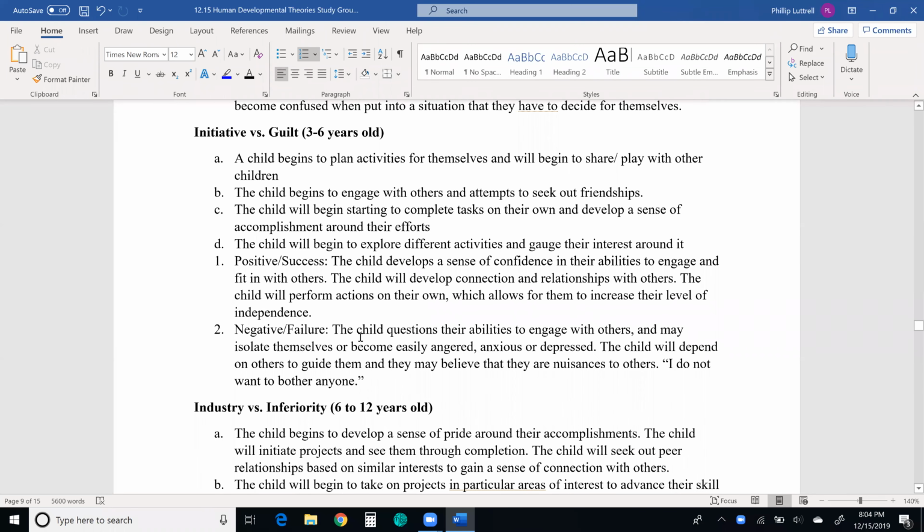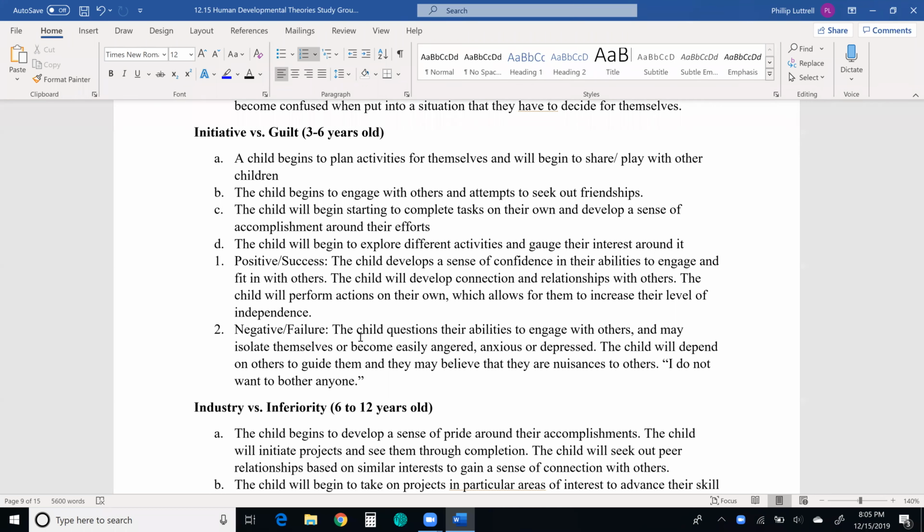So the next stage is initiative versus guilt, which is from 3 to 6 years old. So this is where a child begins to plan activities for themselves and will begin to share or play with other children. So they start to take initiative in their situation based on the people that are around them, and they start getting into the project realm.